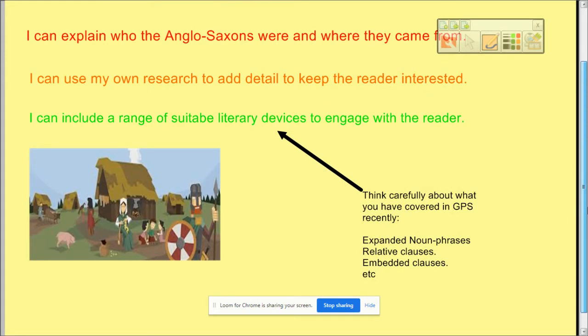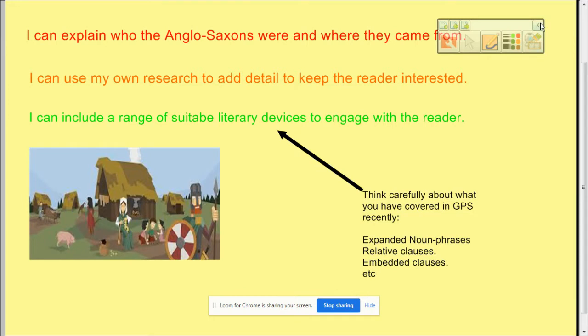Now think carefully about what you've covered in the past few days in your GPS sessions, thinking carefully about expanded noun phrases, relative clauses, embedded clauses. You can even think about rhetorical questions, but let's not overuse them. A lot of you have maybe used a rhetorical question during your introduction, and you don't want to be overusing them and repeating them all the way through, because we'll end up moving away from keeping the reader interested to making the reader bored and not wanting to read your piece of work.